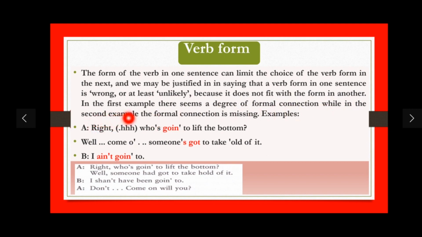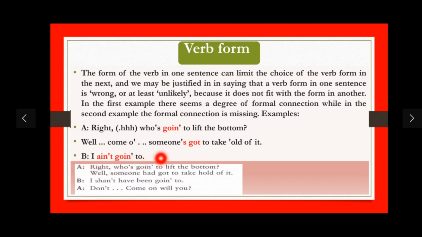So in the first example, there seems to be a degree of formal connection, while in the second example, the formal connection is missing. Here we have examples of how a formal link is built and how it is missing. Let's discuss it. Example first. A says, right, who's going to lift the bottom? Well, come on, someone's got to take all of it. B says, I ain't going to.